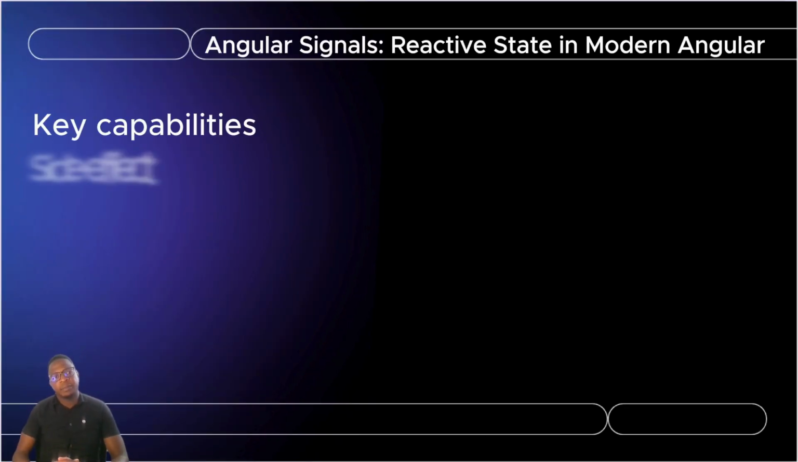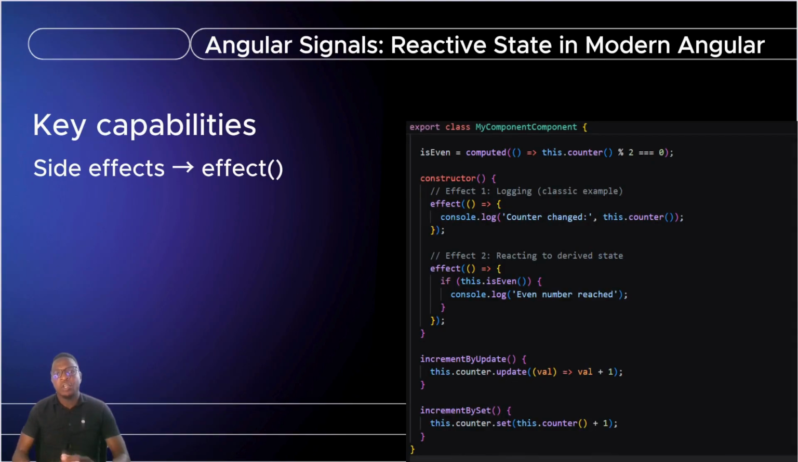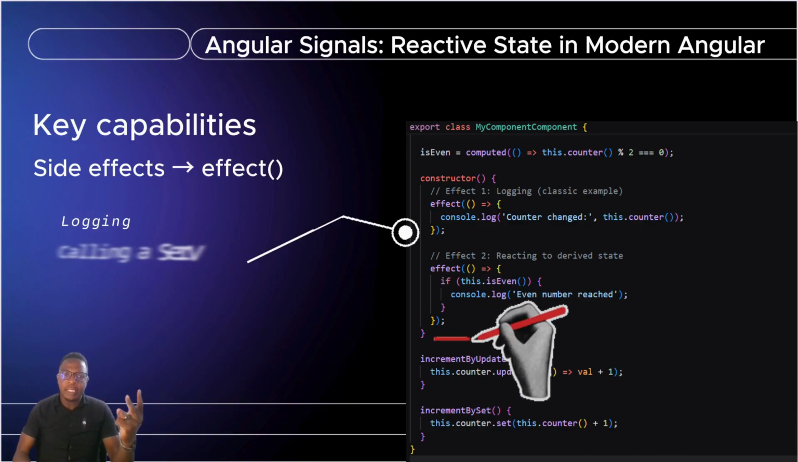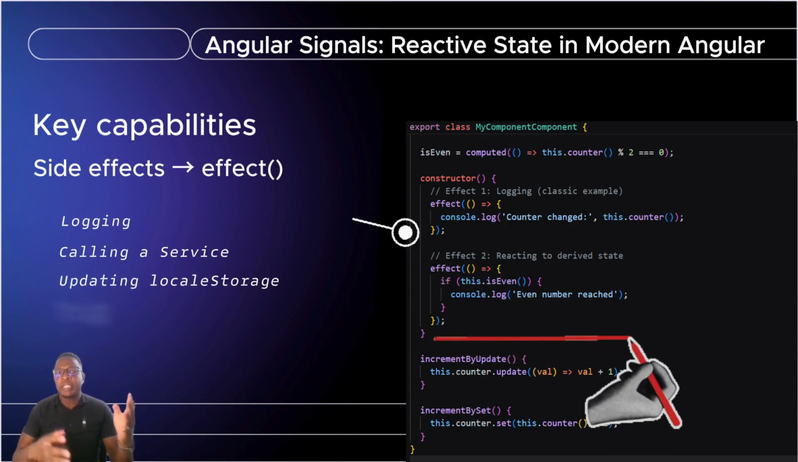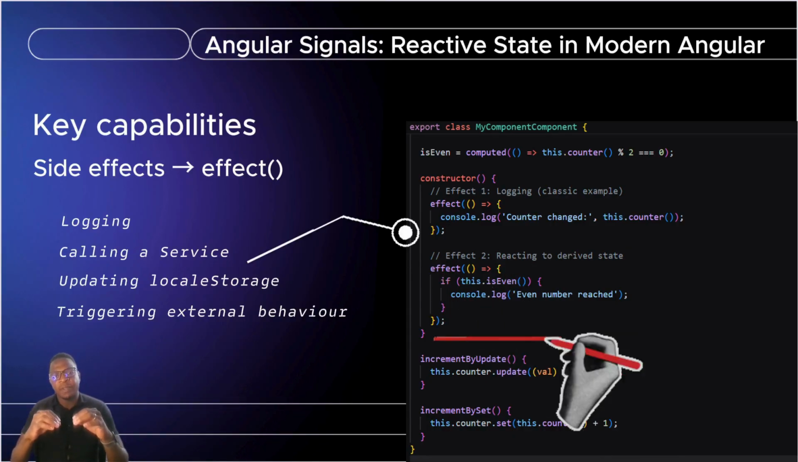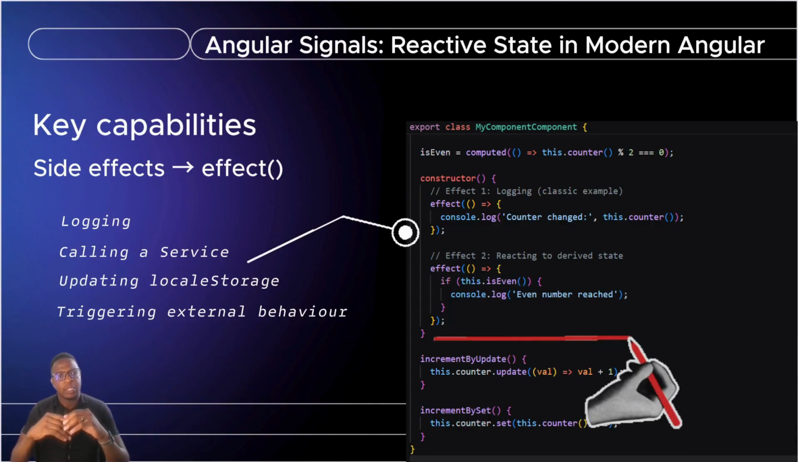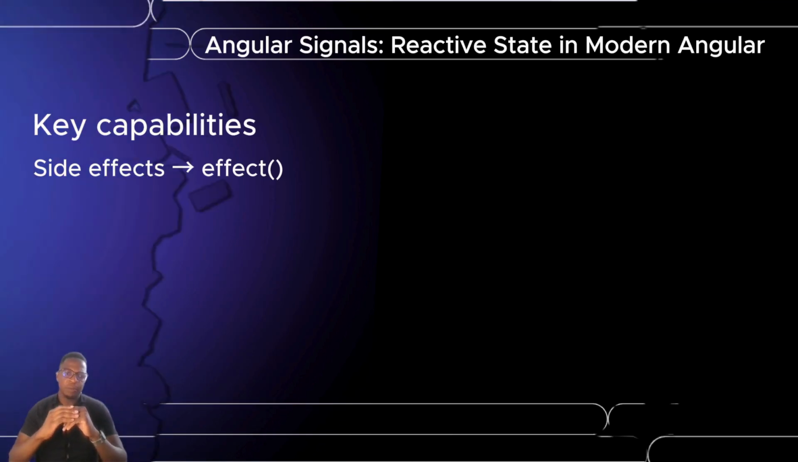Side effects. This is used when you need to react to changes, not just calculate values. So things like logging, calling a service, updating local storage, or triggering external behavior. Whenever a signal inside an effect changes, Angular reruns that function automatically. So it's basically: when the value changes, run this logic.